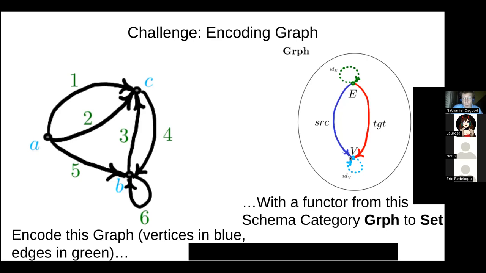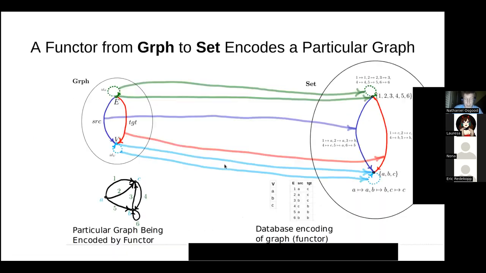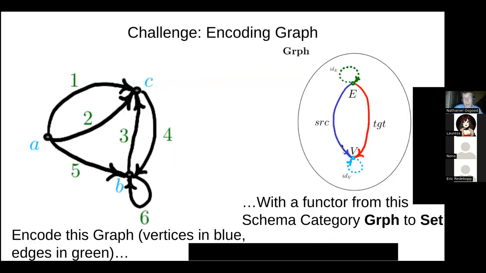And what is V map to? What particular set in the category Set of sets and functions? Remember, objects map to objects, so this object maps to an object in Set, a particular set with 1, 2, 3, 4, 5, 6, and this object maps to a particular object in Set. And what particular object is it? A, B, C. Yeah, A, B, C. That's exactly right. Okay, that's good.